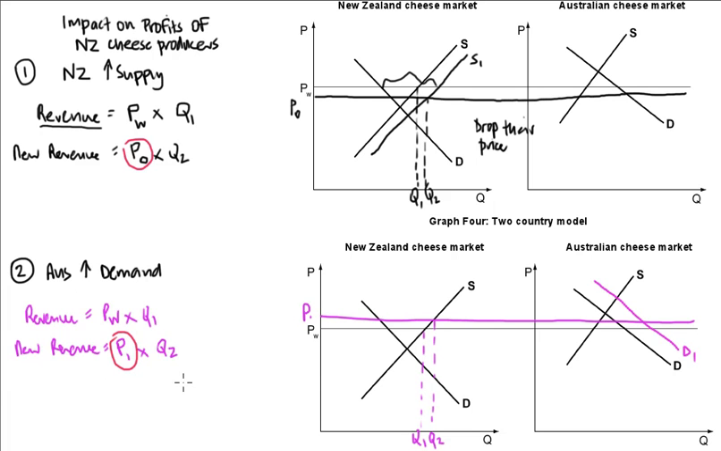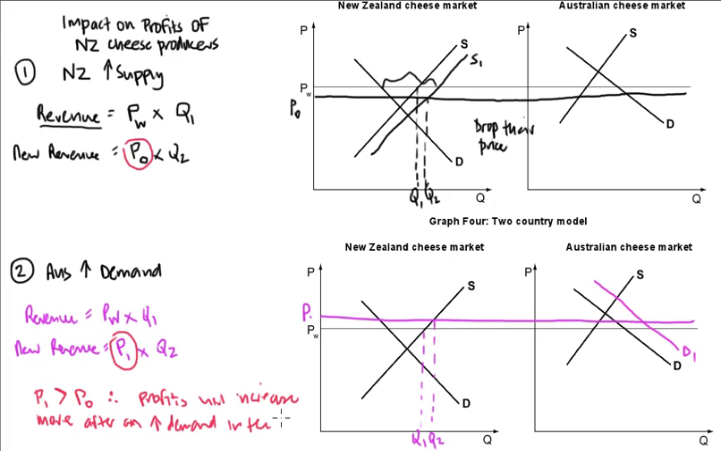Now let's make this assumption, which I think is pretty obvious from the graph. P1 is greater than P0, therefore in situation 2, profits will increase more after an increase in demand in the Australian market.